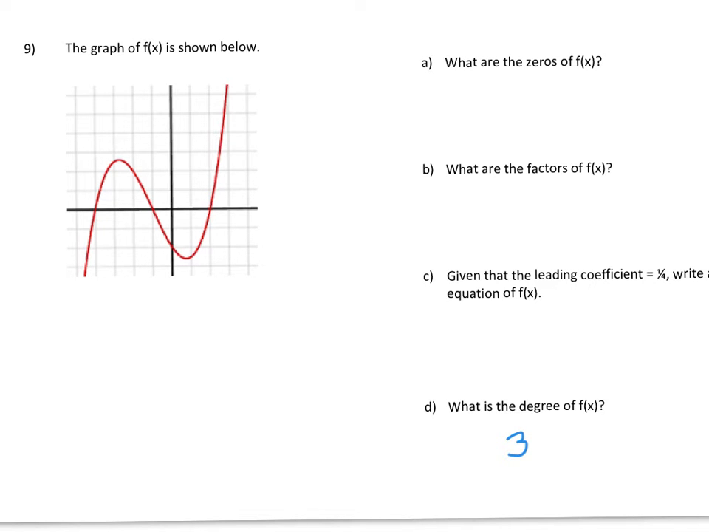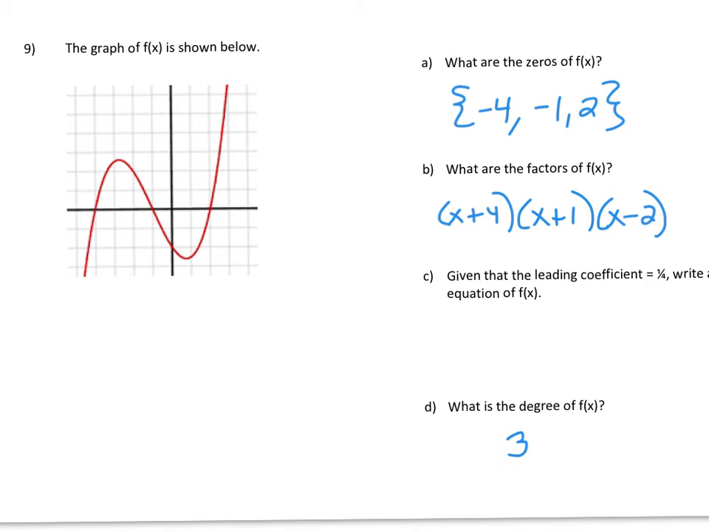Okay, now let's do the rest of it. I'm going to go back to letter A. What are the zeros? The zeros are where the graph crosses or touches the x-axis. So we have a 0 at -4, -1, and +2. In part B, the factors just have the opposite sign. If we have a 0 at x equals -4, the factor would be x plus 4. If we have a 0 at x equals -1, the factor has the opposite sign, it would be x plus 1. And if we have a 0 at x equals +2, the factor is x minus 2.